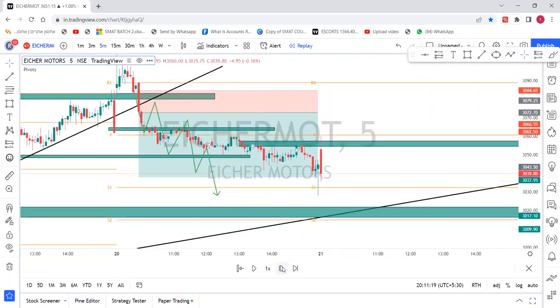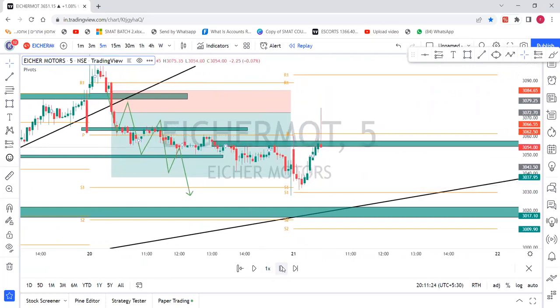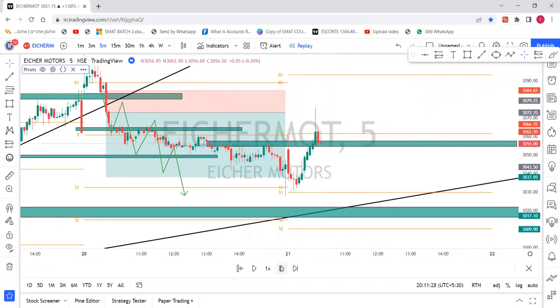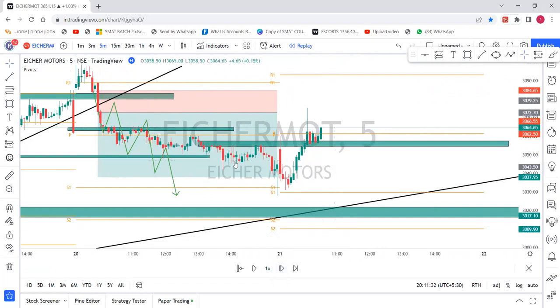First candle, boom, nothing, nothing. All right, let it go up. We will need a proper confirmation, then only we'll go for it. Any candle closing in green, we can go for the trade. Can we go for the trade? Yes or no?